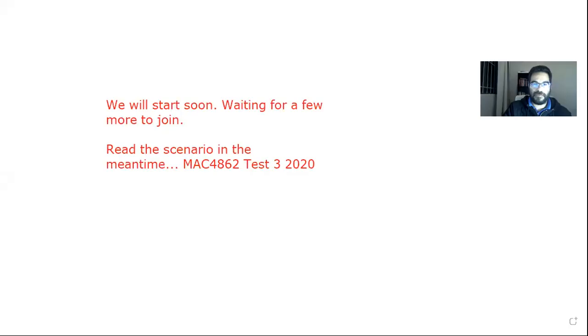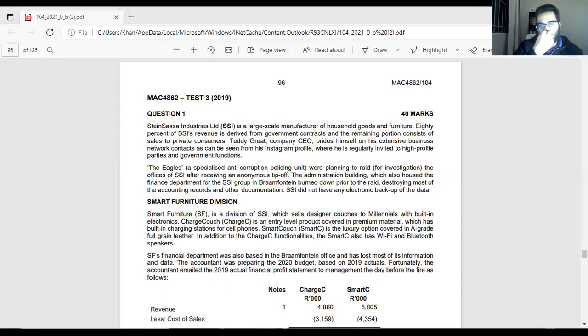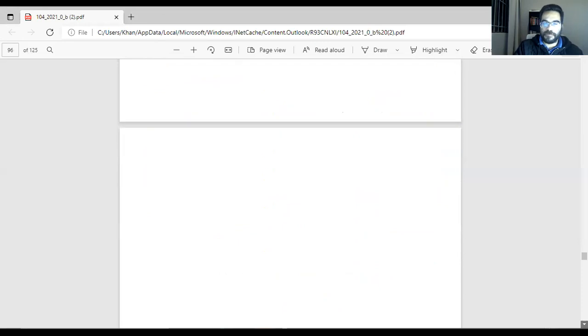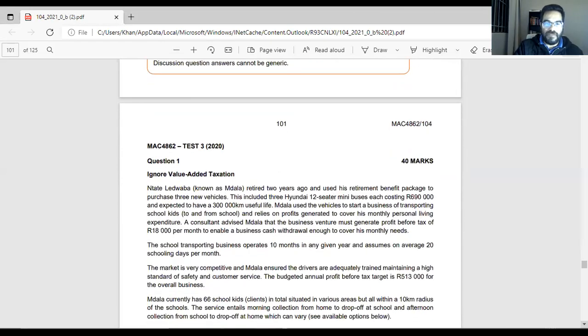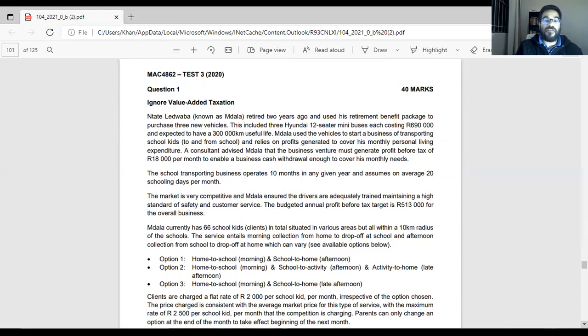Okay, so now we're going to switch into the scenario. As we read through the scenario, we'll bring certain points across, and then we will tackle the actual required. Okay, so we're dealing with MAC4862, 2020. Quite a different paper, but still something you have covered before.